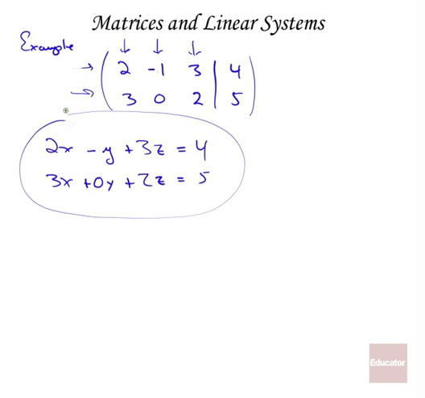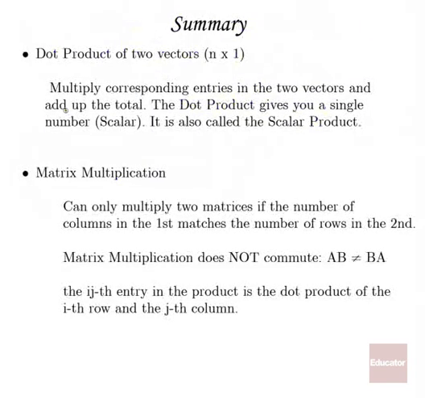Okay. So let's talk about what we did today. Recap our lesson. We talked about the dot product of 2 vectors, and a vector is just an n by 1 matrix, either as a column or a row. It doesn't really matter. What you do is you multiply the corresponding entries in the 2 vectors and you add up the total. The dot product gives you a single number, a scalar. It's also called the scalar product. As you go on in mathematics, you'll actually refer to it as a scalar product, not necessarily a dot product.